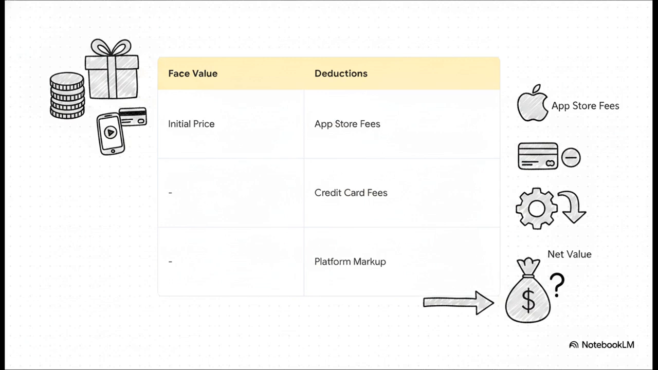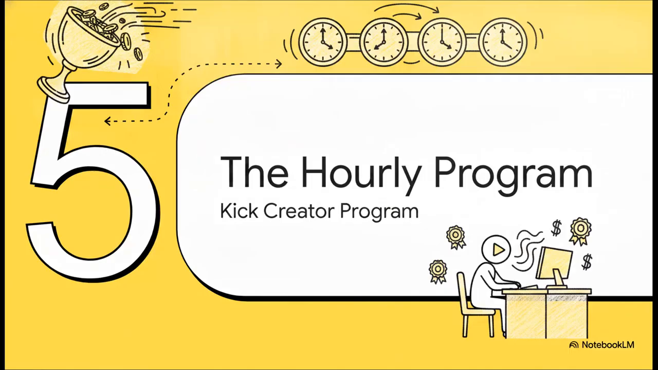So App Store fees, credit card processing fees, and standard platform markups are all subtracted from the face value before you ever see a dime. You just get the net value remaining. Because of all these deductions, you really don't get a whole lot on gifts compared to your standard subs. It's just not as predictable. Okay, Section 5, the Hourly Pay Program, known as the Kick Creator Program, or KCP.